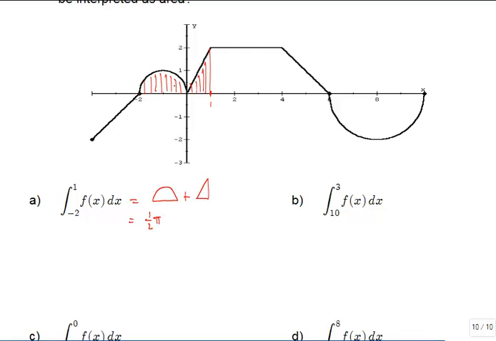Now what's the radius of this semicircle? Its radius is 1. So this is going to be 1/2 pi times 1 squared. Plus the area of the triangle is 1/2 base times height.